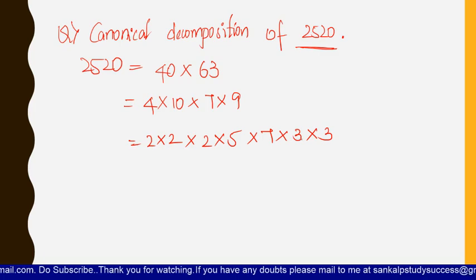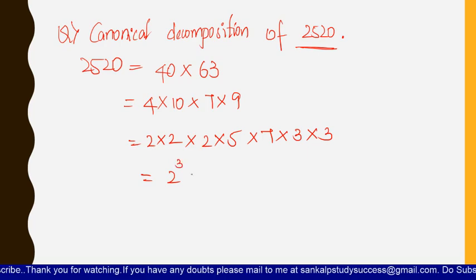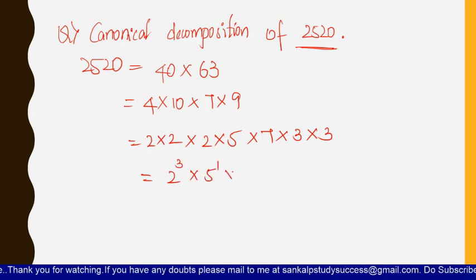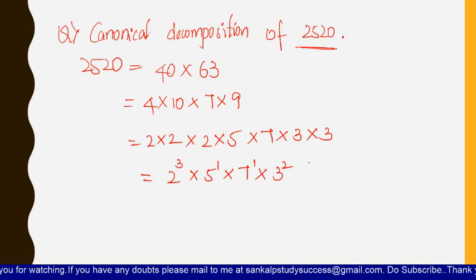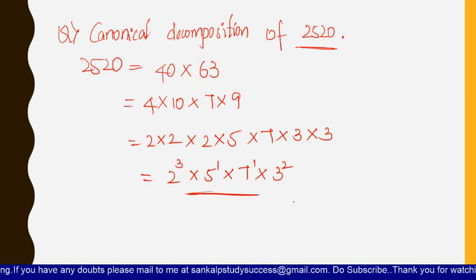So now, how can you write it? We again got the same thing which we got in the first method, that is 2 to the power of 3 into 5 to the power of 1 into 7 to the power of 1 and 3 to the power of 2. That means 3 square, right? So we got the same answer when using the prime factorization method of the first method and the second method of just decomposing it into two numbers.